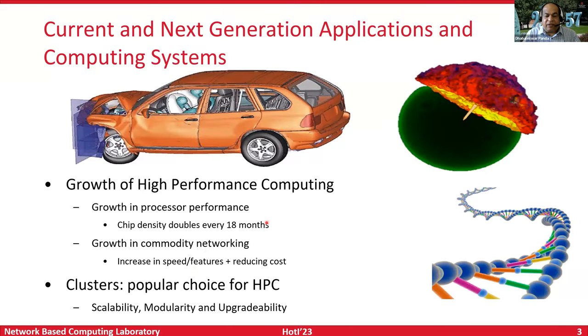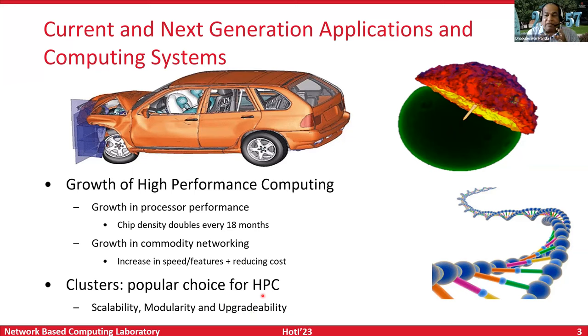So if you take a look at a very high level, like high performance computing, we are in a very exciting phase. The growth is happening in processor performance, but not in the individual processor core, rather the chip density, as you know, the number of cores per socket, per node are steadily increasing. So that is giving a lot of performance from a single node. And then once we try to build the system using a lot of these nodes, we need high performance networking. So these are being put together to design and develop a lot of these HPC systems.